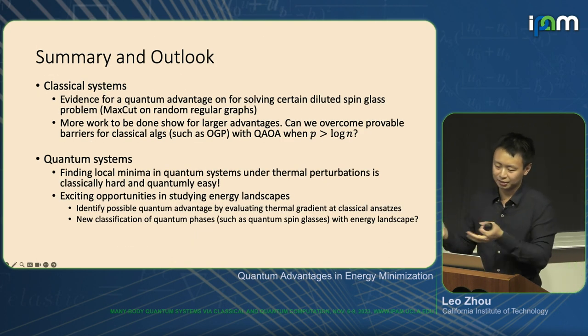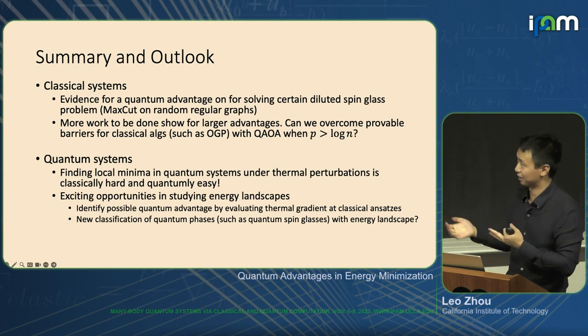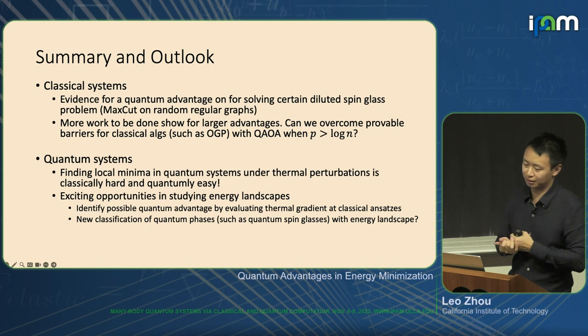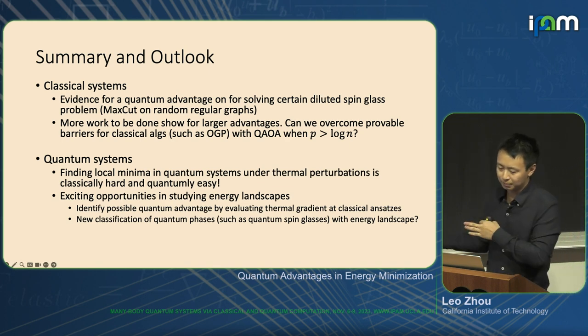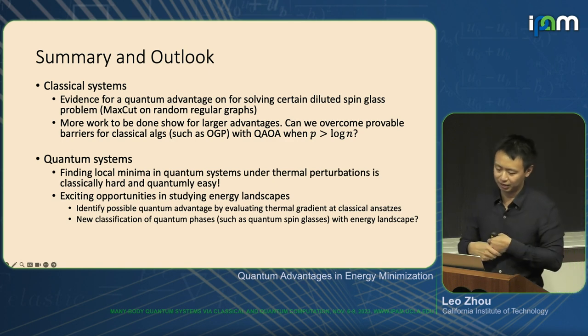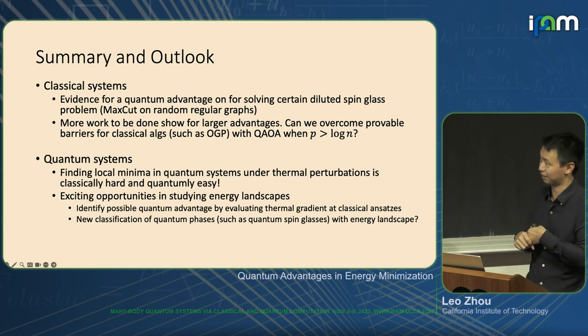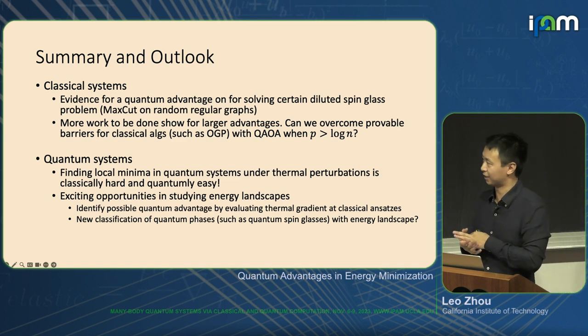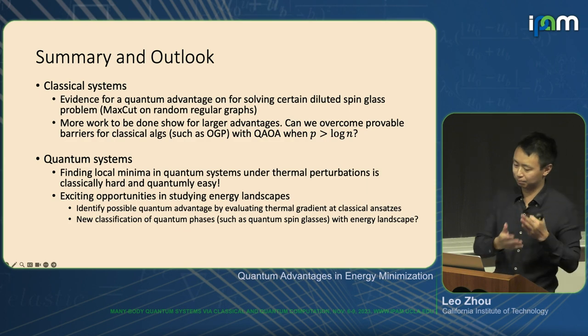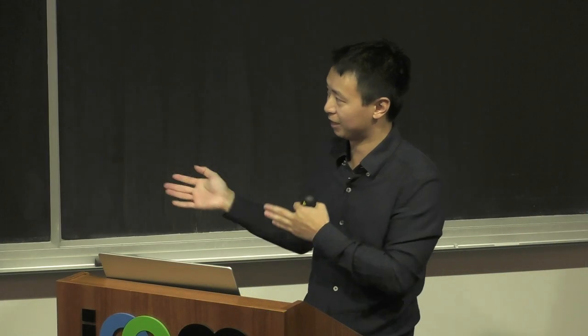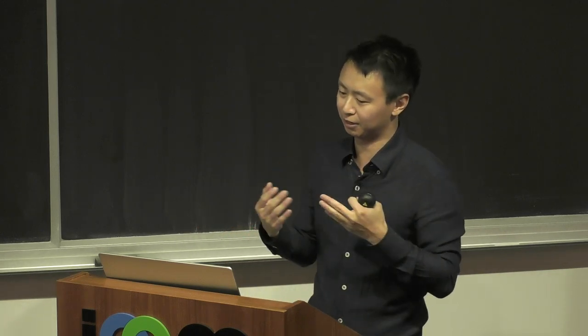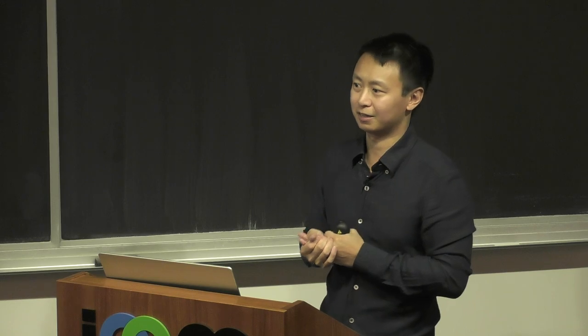So in summary, for classical systems, I have shown you evidence for a quantum advantage for solving certain diluted spin glass problems. But more work needs to be done for larger advantages. In particular, I think it's a very interesting question whether we can overcome provable barriers for classical algorithms such as the OGP. For quantum systems, I have proven that finding local minima under thermal perturbations is classically hard and quantumly easy. And there are exciting opportunities for studying energy landscapes, for example, identifying possible opportunities for quantum advantage by evaluating thermal gradients, like I just mentioned. Also, potentially this picture of the energy landscape could provide a new perspective for classifying quantum phases and maybe help us clarify what the notion of a quantum spin glass is. That's all. Thank you.